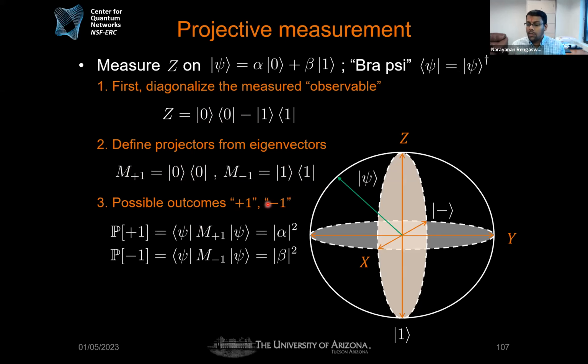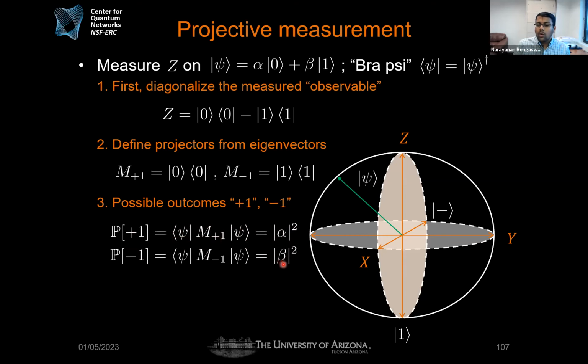So this is what you see in the lab. So when you measure in the lab, you will actually get results +1 or -1. And the probability of each measurement is given by this inner product. So remember, this bra is a row vector. You have a 2 by 2 matrix, and this is a length 2 column vector. And so you can verify that the inner product is mod alpha squared, and this is mod beta squared.